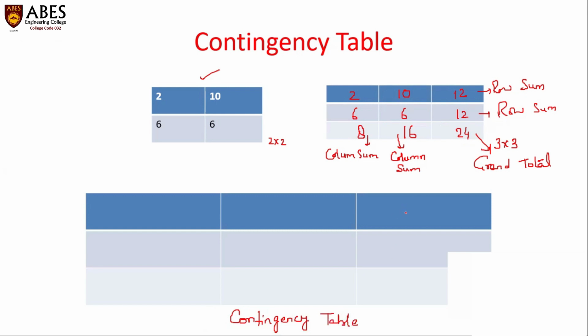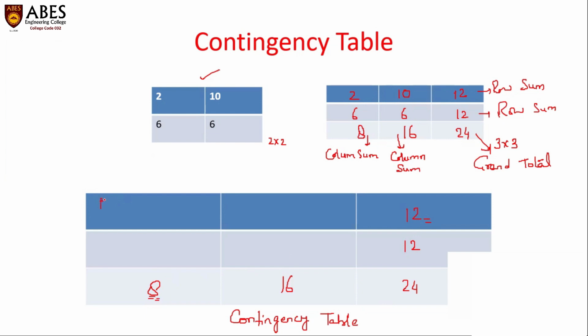Here write down the obtained sum in the external rows or columns, outside rows and columns. Now, to fill these entries, the formula that we use will be row sum into column sum divided by grand total. So here the entry will be 12, row sum, into 8, that is column sum, divided by 24.